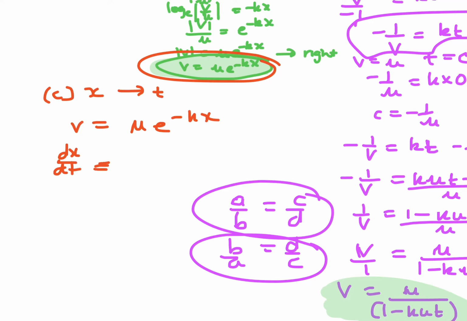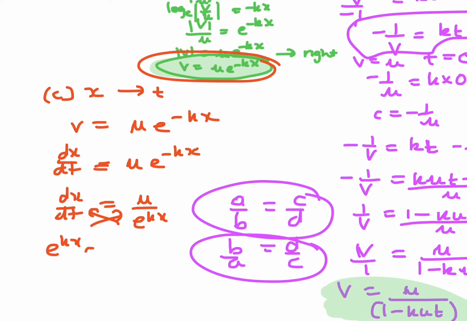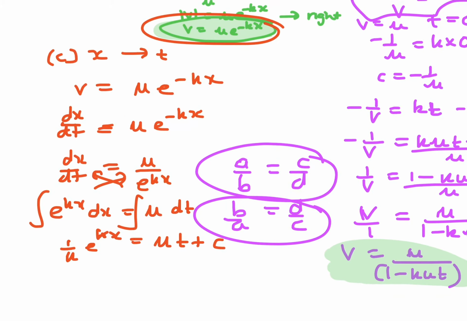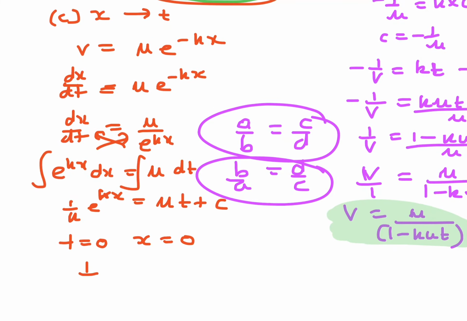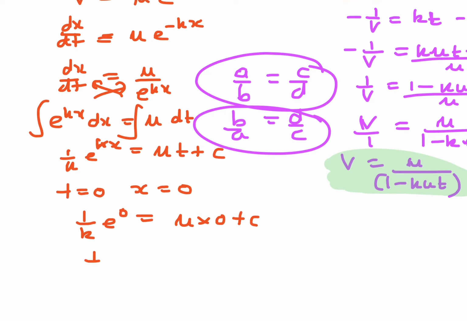You change the v to dx on dt equals mu e to the minus kx. Dx on dt equals mu on e to the kx. Swap them over. So e to the kx dx equals mu dt. Integrate both sides. 1 on k e to the kx equals mu t plus c. Okay, so time equals 0, x equals 0. So 1 on k e to the 0 equals mu times 0 plus c. 1 on k times 1 equals mu times 0, which is 0, plus c. c is 1 on k.